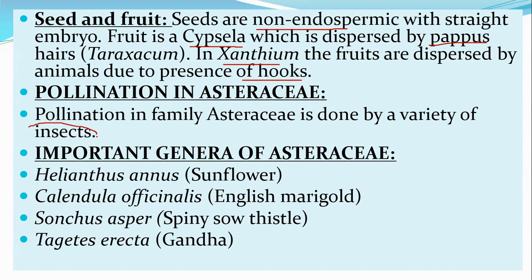Mostly pollination takes place through insects. Pollination through insects is called entomophily. That also you try to remember. This is one of the advanced characters. Evolutionarily, pollination by insect is an advanced character.